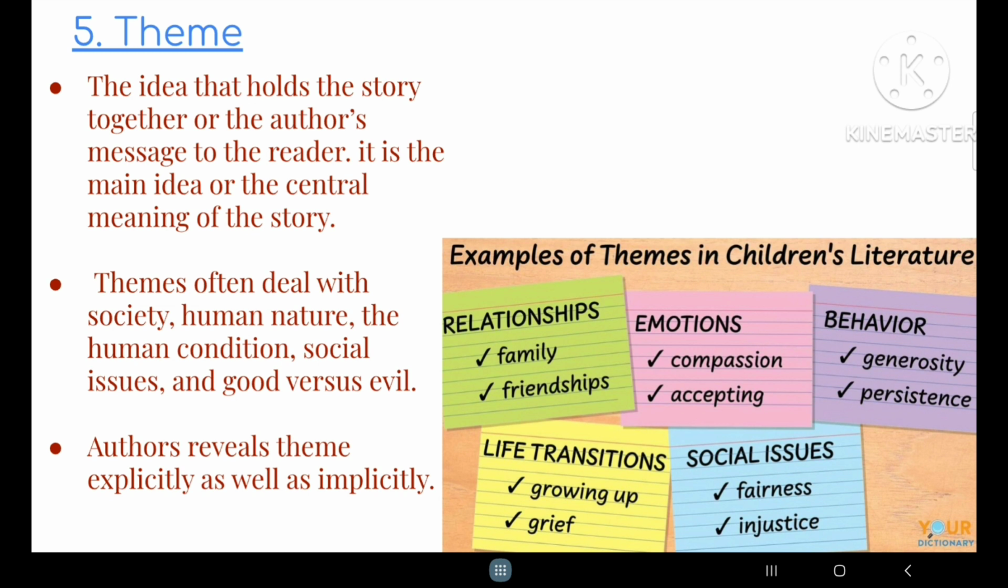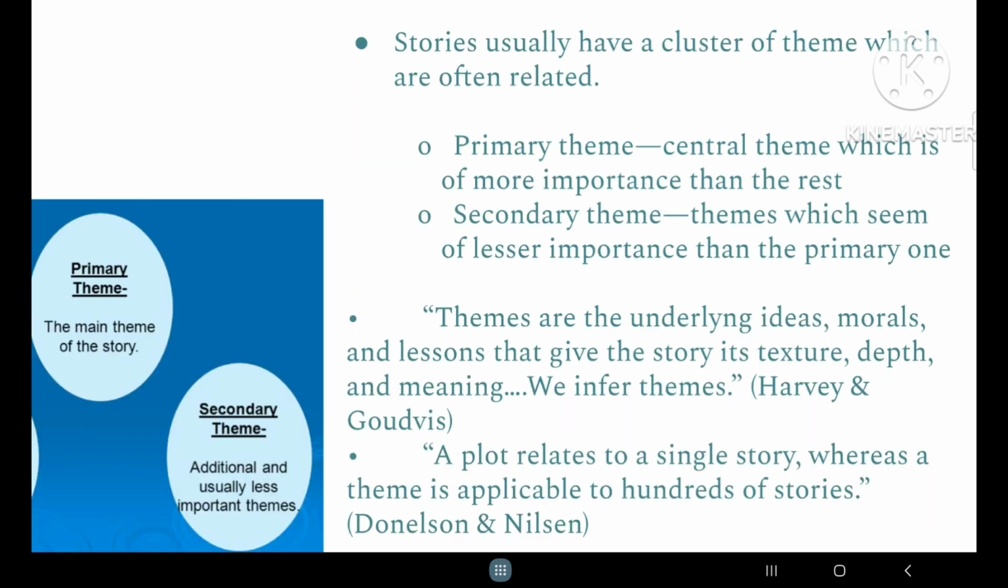The authors reveal theme explicitly as well as implicitly. This diagram shows examples for themes in children's literature. Stories usually have a cluster of themes which are often related. There are two types of themes, primary theme and secondary theme.